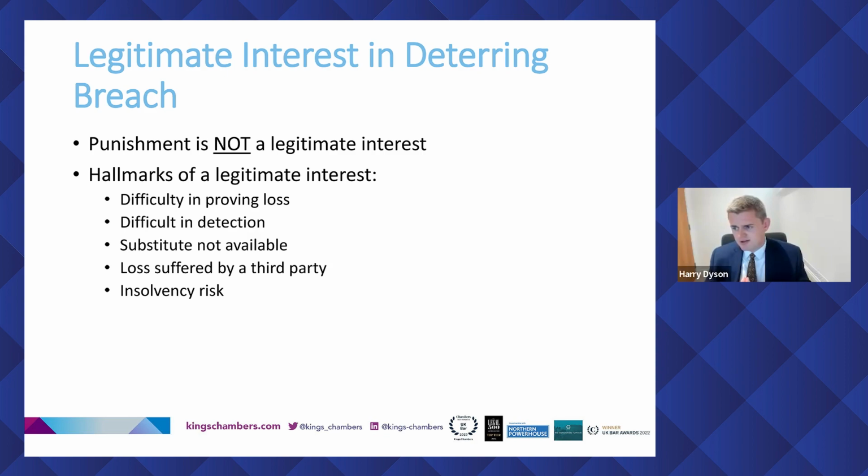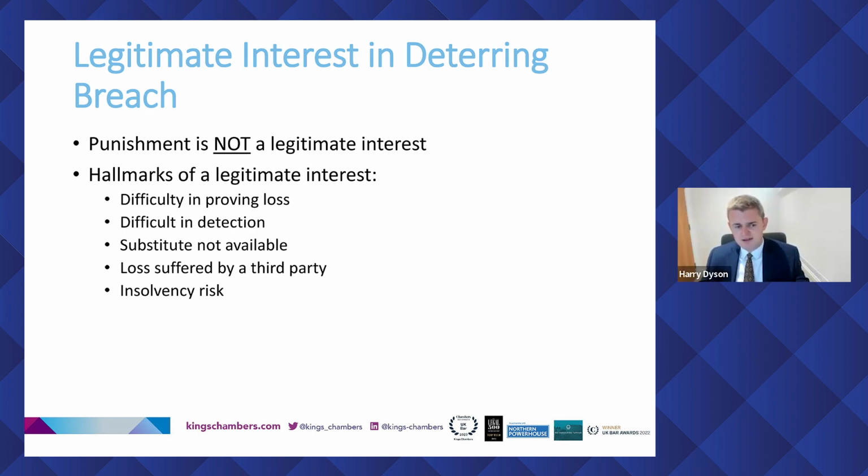The second one we'll look at: substitute not available. Again, this can be a very straightforward one. It's not difficult to imagine such a situation. You contract with somebody for the hire of something of which there's only one in existence. There's a legitimate interest in ensuring that contract is in fact fulfilled.